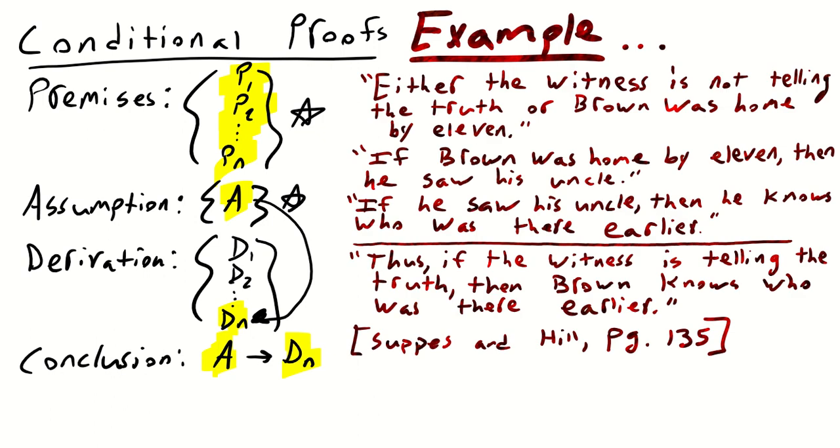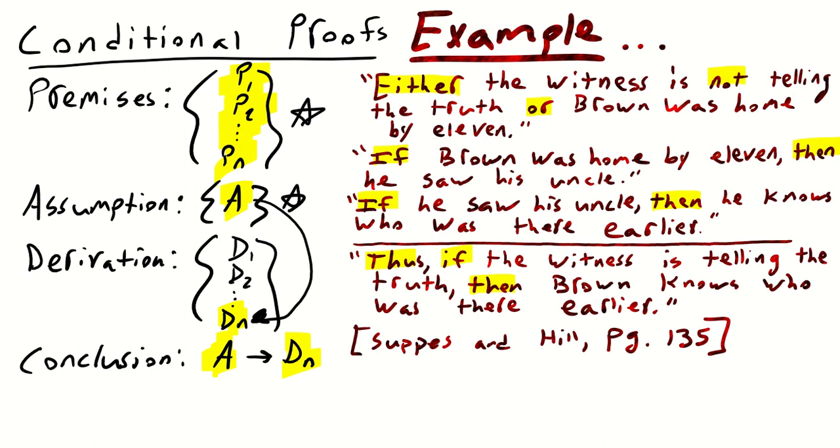Okay, so this example is from the Hurley textbook, page 135. So we have: either the witness is not telling the truth, or Brown was home by 11. If Brown was home by 11, then he saw his uncle. If he saw his uncle, then he knows who was there earlier. Thus, conclusion, if the witness is telling the truth, then Brown knows who was there earlier.